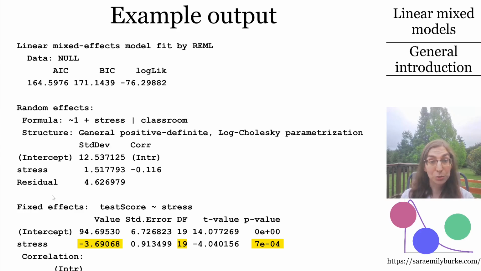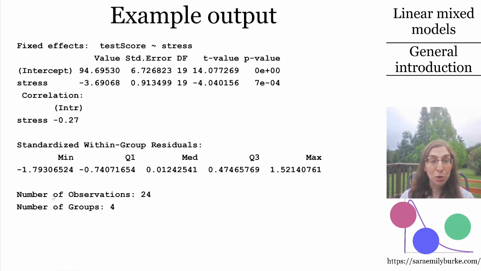Scrolling down to look at the rest of the output, below the table of fixed effects, there is a table of correlations among the fixed effects, showing that the slope of stress is correlated negatively with the intercept, usually not that important, and then the quartiles of residuals just like we'd normally get from the summary output of an ordinary regression model. At the bottom, a nice reminder of the structure of the data that gave rise to this model, 24 total observations in 4 groups, that is, 4 classrooms.